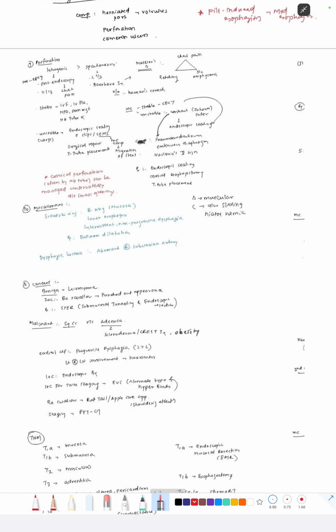Now the spontaneous perforations are more common in the lower one-third region and are associated with Boerhaave syndrome. The triad for Boerhaave syndrome is the Mackler triad. In the Mackler triad, there is going to be chest pain, then retching, that is forceful vomiting, and subcutaneous emphysema. Investigation of choice in a stable patient is CECT.